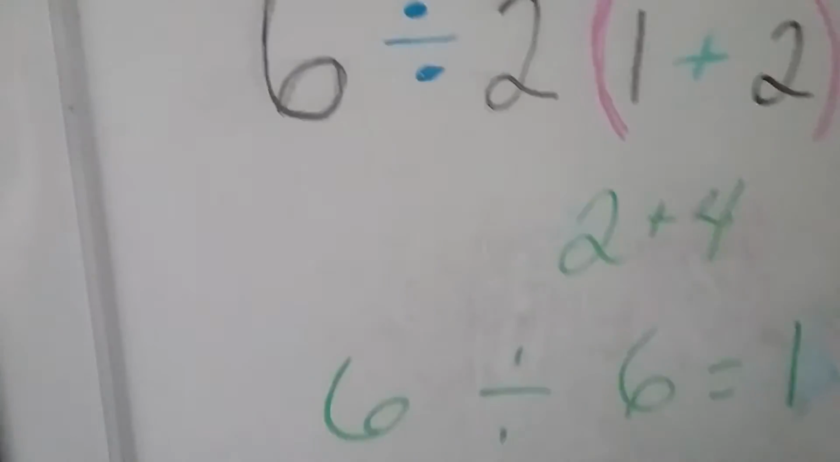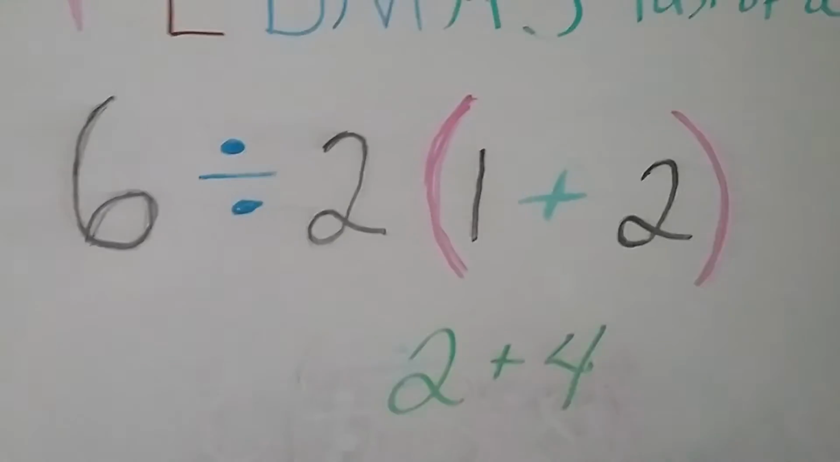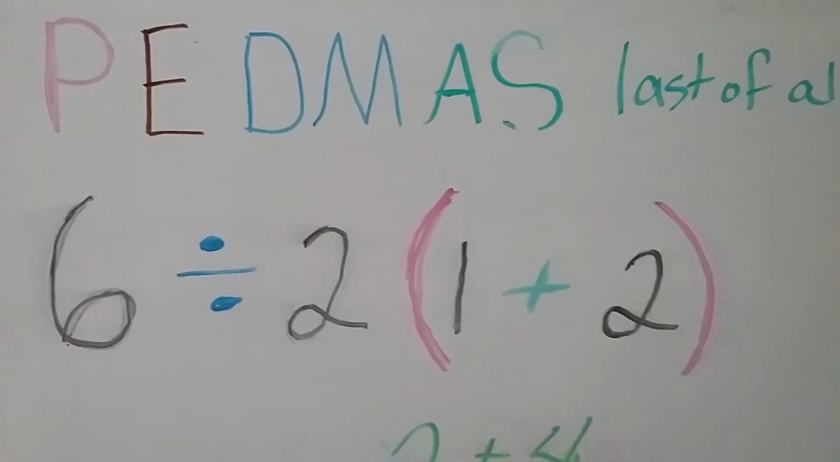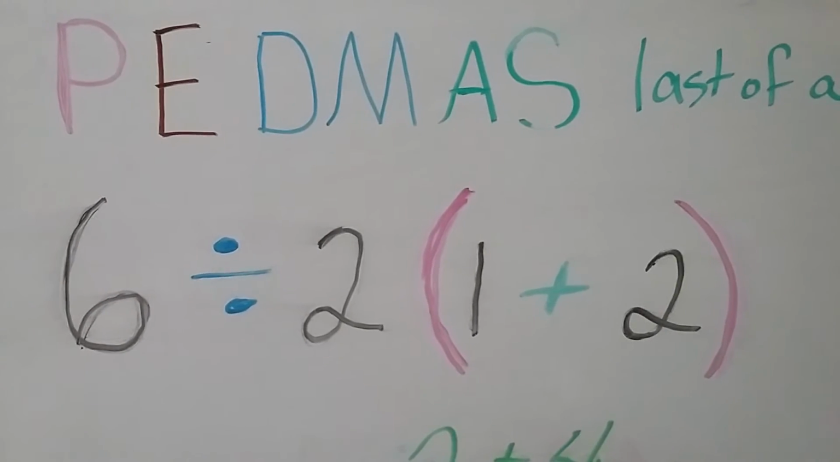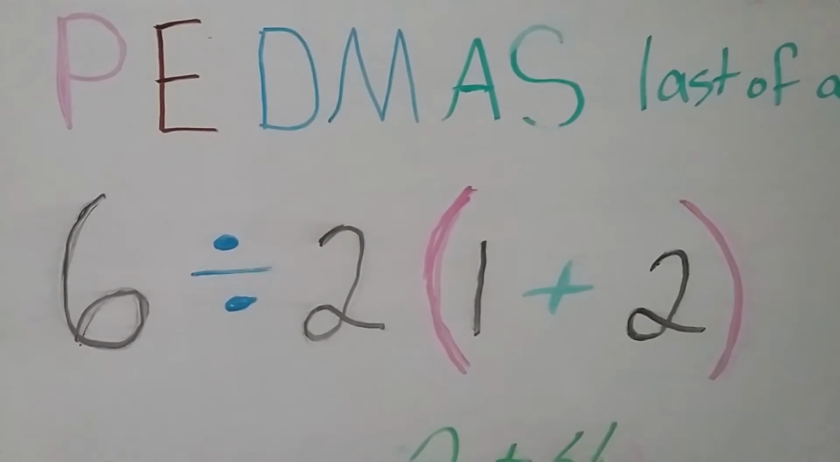Okay, if we look at this problem up here, 6 divided by 2 times the sum of 1 plus 2. And that is one way to read it. You don't always have to say parentheses.